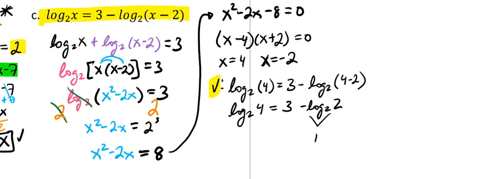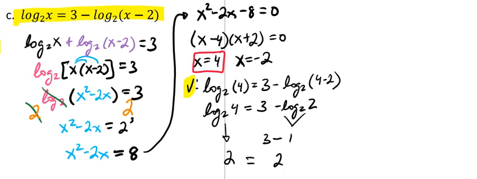And because we have the log base 2 of 2, this actually gives us a 1. So we're going to have 3 minus 1 here, which is a 2. And the log base 2 of 4, when I evaluate that, gives me a 2 as well. And we see that 2 does equal 2, which means that x equals 4 is going to be one of the solutions.